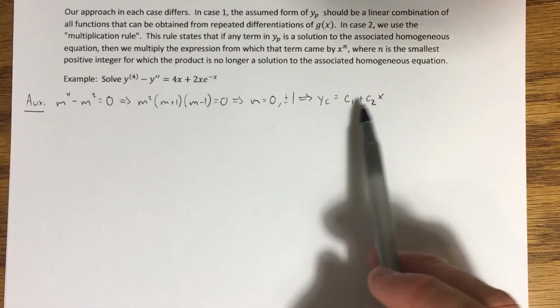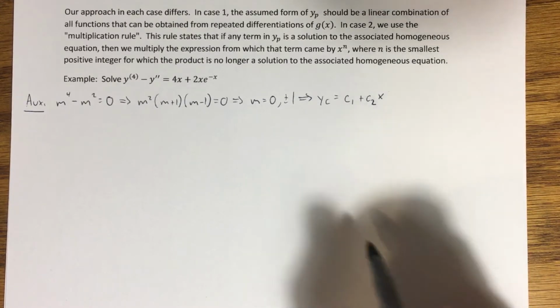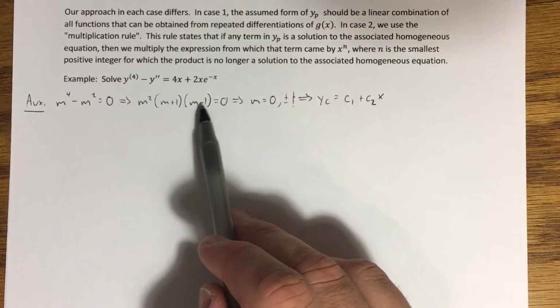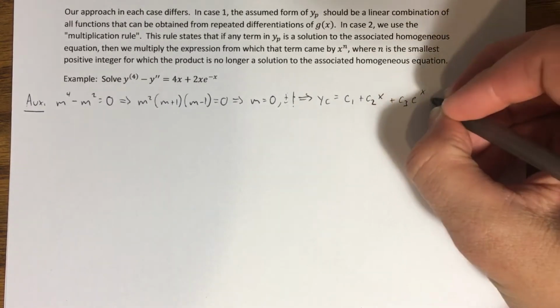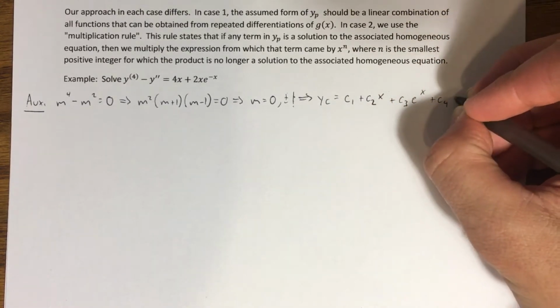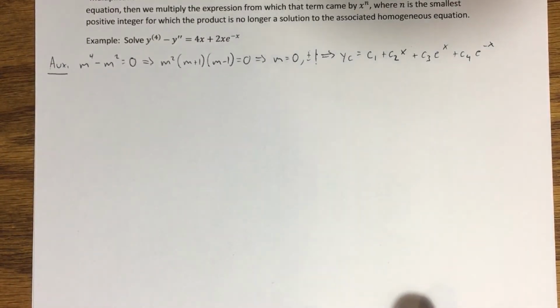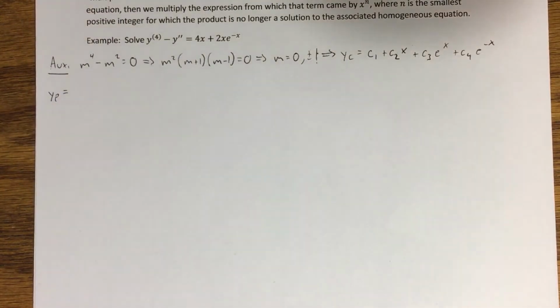Both of these, yes, would have an e to the 0x, but as we've seen before, that just equals 1, so there's no need to write that. And from these two, plus or minus 1, those factors only showed up once. So I get C3 e to the x plus C4 e to the negative x. So there's my complementary solution. That's fine. Now, what should yp be equal to?